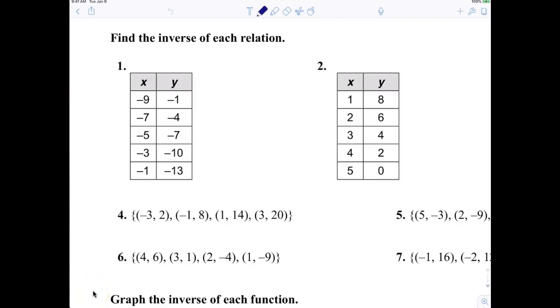Okay, so again, to find the inverse, remember you're just switching the x and the y. All right, you're switching the x and y.